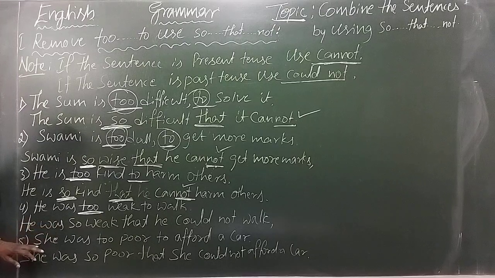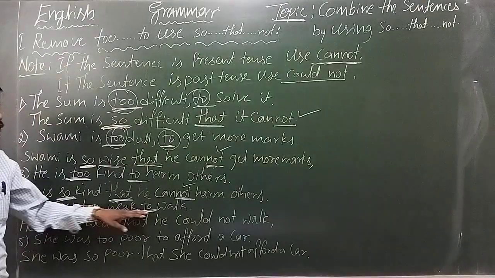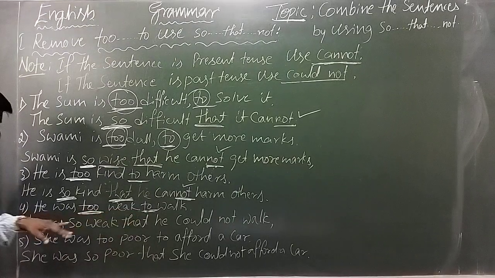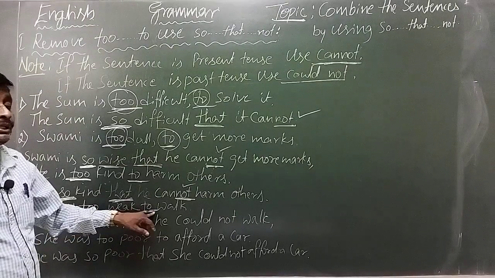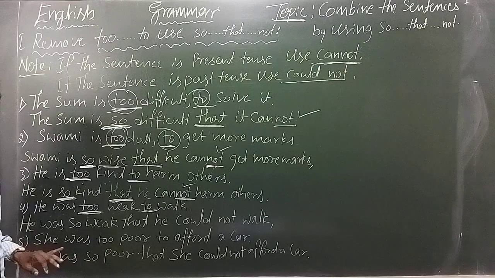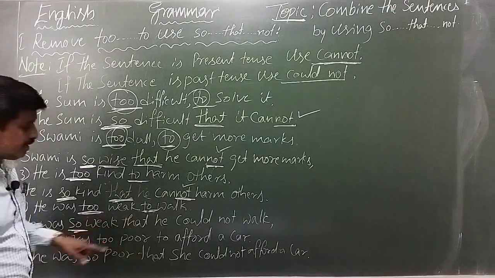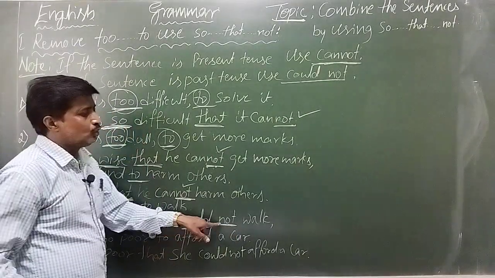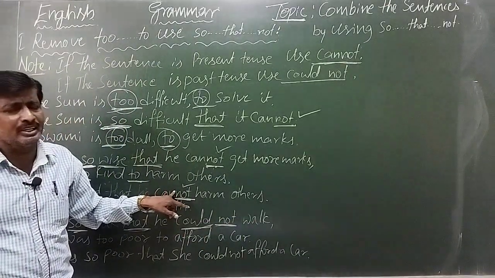See there, he was too weak to walk. This sentence is in past tense. So we have to use "so that could not" here. He was so weak that he could not walk. If it is present tense, no problem.